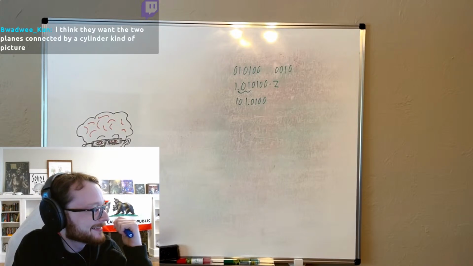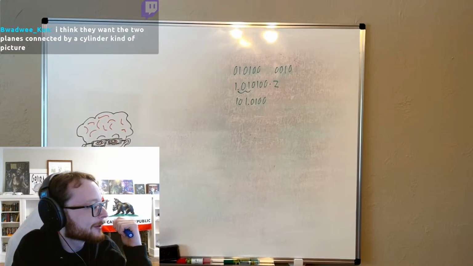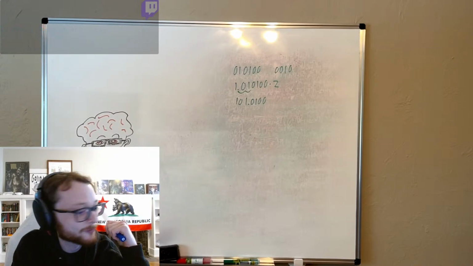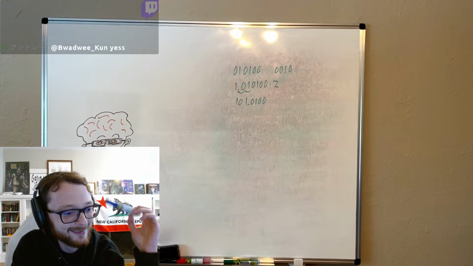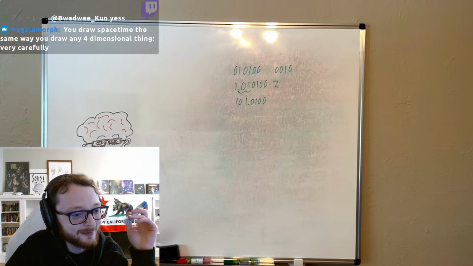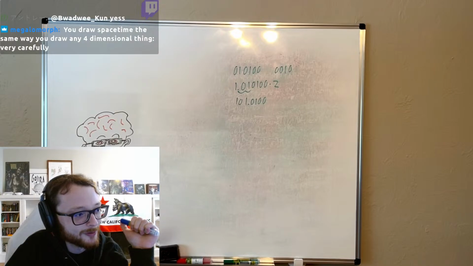I promise I usually do math, but yeah, you caught me at a weird time. I have this channel point game where people can make me draw stuff, and we had two of them come in, so I'm flexing my art skills. But I was trying to do some floating point math over on the right side of the whiteboard. I was failing at it, but I was trying. Welcome in though. Check out the Discord. Okay, two planes connected by a cylinder. You draw space-time the same way you draw any four-dimensional thing, very carefully.